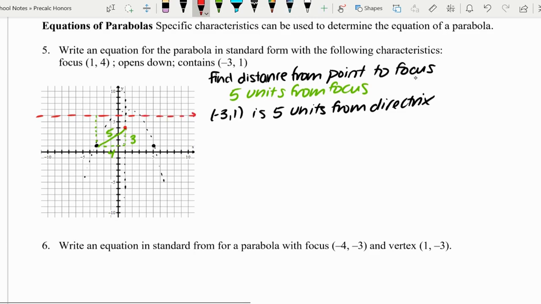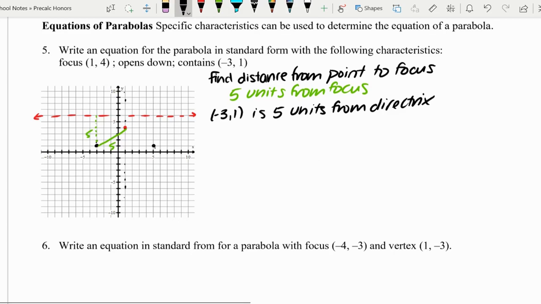And I need to do some erasing because my parabola is pretty messy right now. So I'm going to erase all those little dotted lines I had there, and just clean this up in general over here. All right, that was 5 units, and that's 5 units.